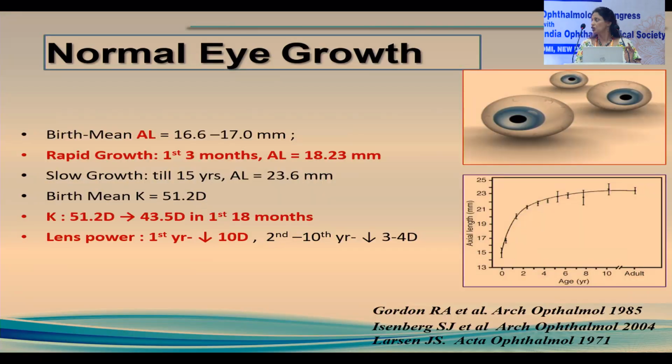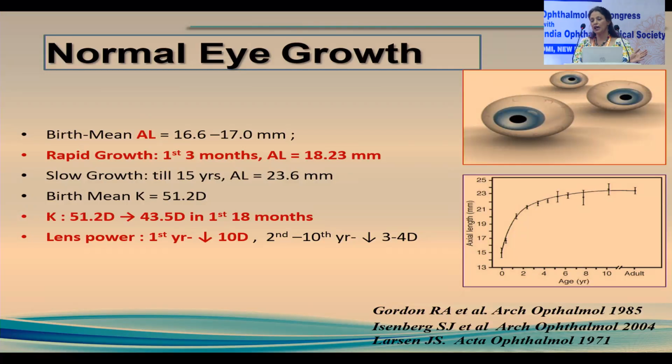Now, if you look at this chart, we know that there's a normal curve of how the eye grows. At birth, your axial length is around 16 to 17 millimeters, and there is rapid growth during the first three months, and thereafter it gradually grows till about the age of 18 months to 2 years, and then the growth is very, very slow. For the keratometry, there is a marked variation from 51 to 43, flattening during the first 18 months. For the lens power, there is a marked decrease in the first year of life of almost 10 diopters, a change because of the change in the curvature of the lens.